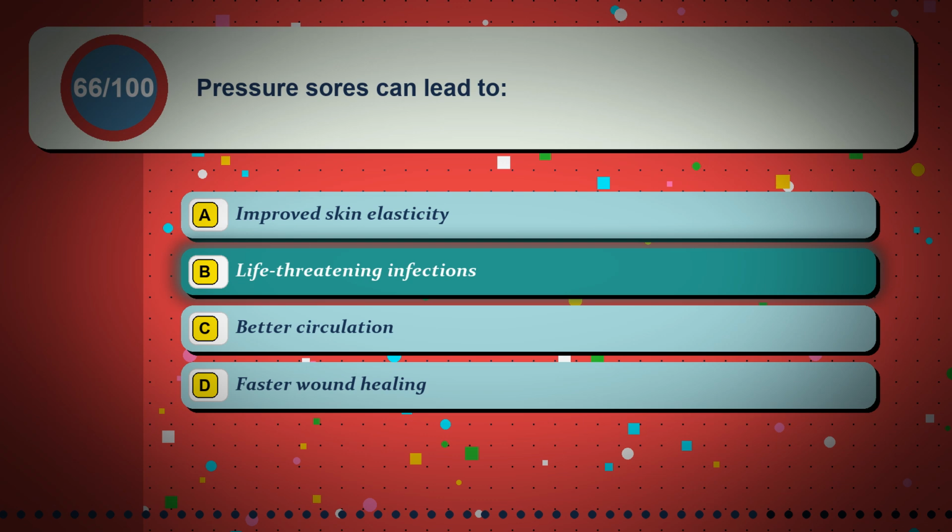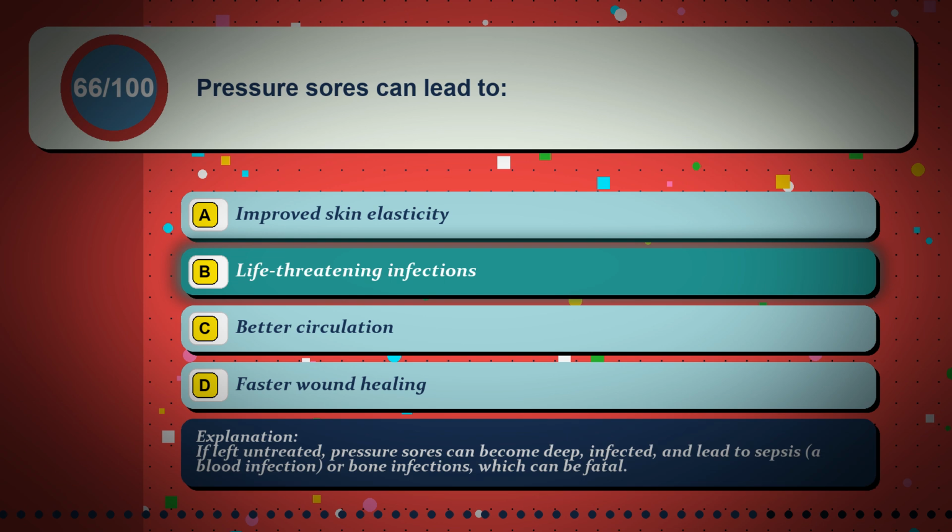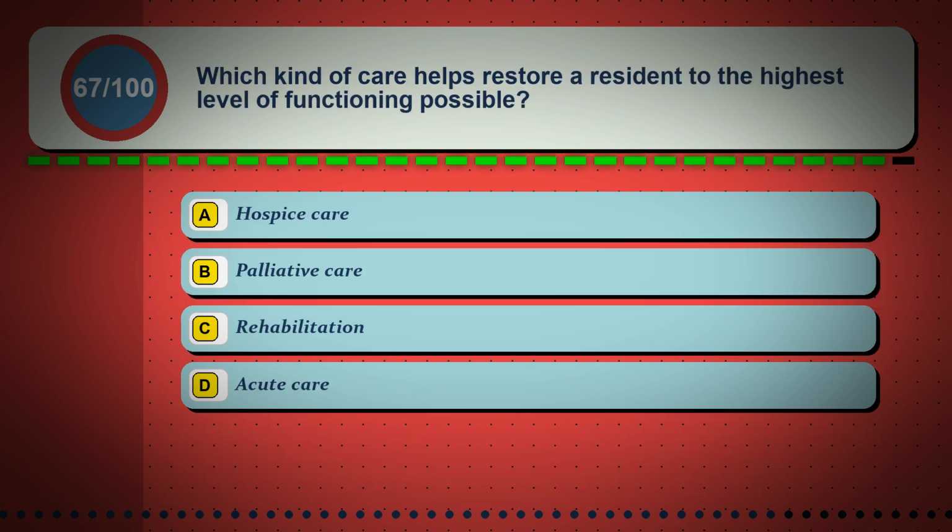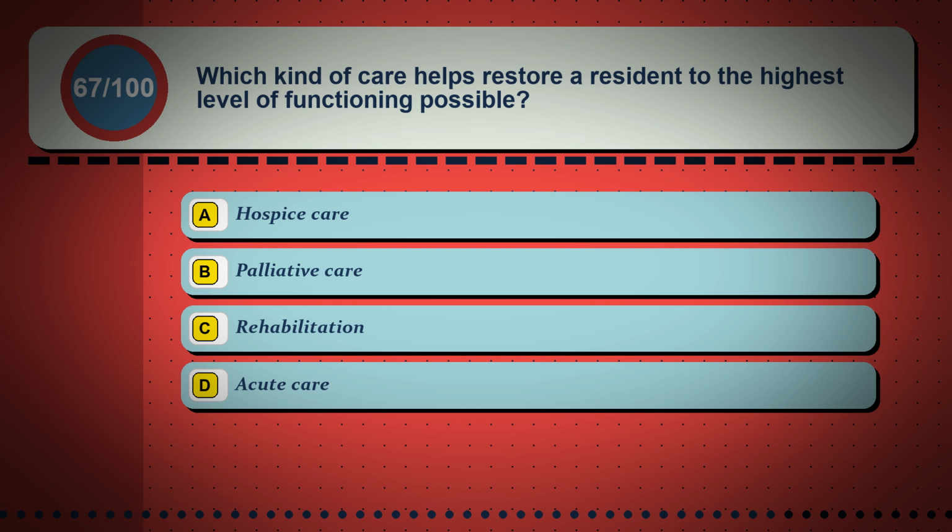The correct answer is option B, life-threatening infections. If left untreated, pressure sores can become deep, infected, and lead to sepsis, a blood infection, or bone infections, which can be fatal. Question 67. Which kind of care helps restore a resident to the highest level of functioning possible? Option A hospice care, option B palliative care, option C rehabilitation, option D acute care.